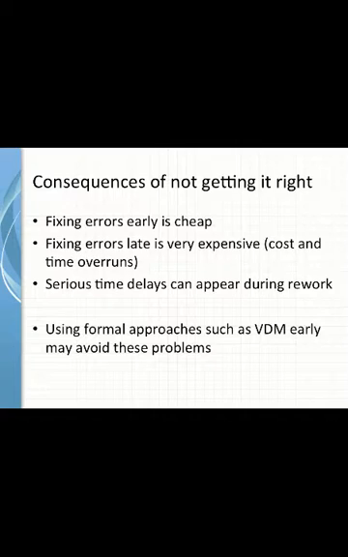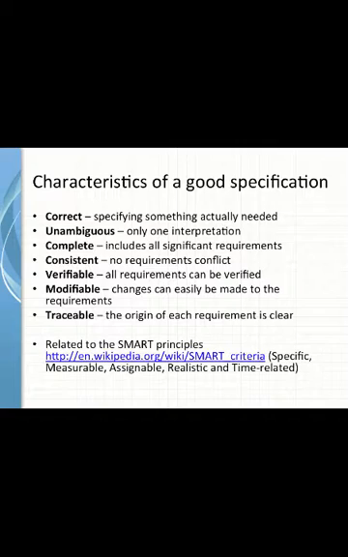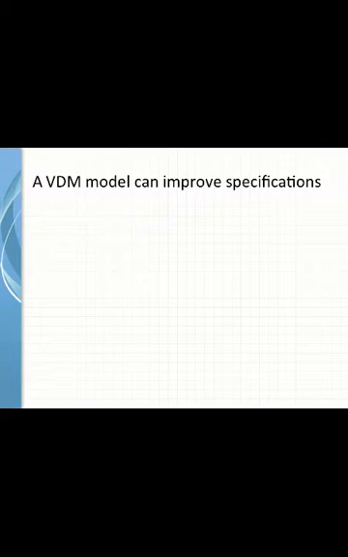VDM is naturally not a wonder medicine that can always guarantee that, but if the VDM modeler is experienced and has the right engineering skills to know what to abstract away, this has been demonstrated in improving other specifications. The main characteristics of a good specification are listed here. Important characteristics include correctness, unambiguity, completeness, consistency, verifiability, modifiability, and traceability. Formal notation such as VDM can assist in achieving some of these characteristics. These characteristics are fully aligned with the SMART principle also used in industry.